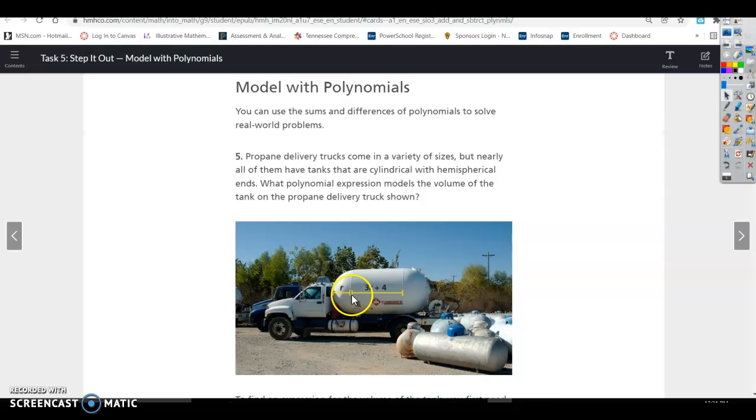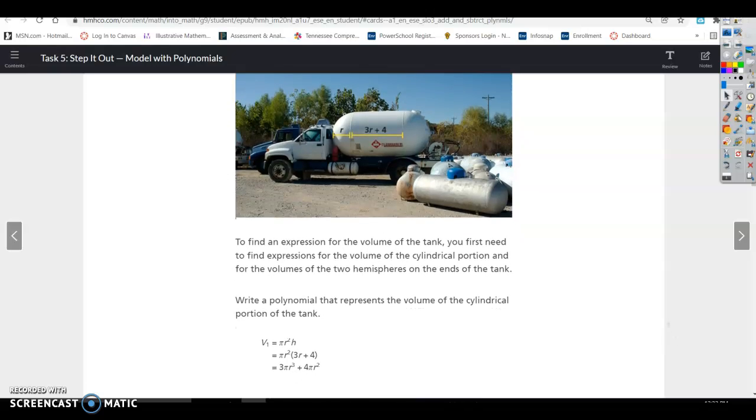Alright, so the cylindrical tank part here looks like a cylinder on the inside and then a hemisphere on the outside. You can see that this has a radius r and this has 3r plus 4 is this height or this distance here of the cylinder part.